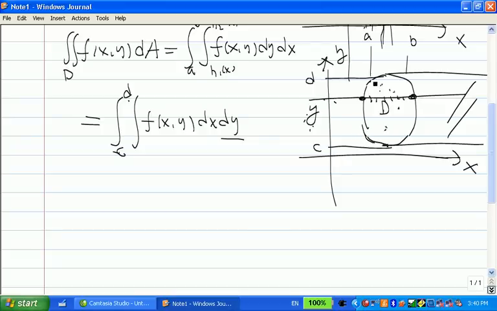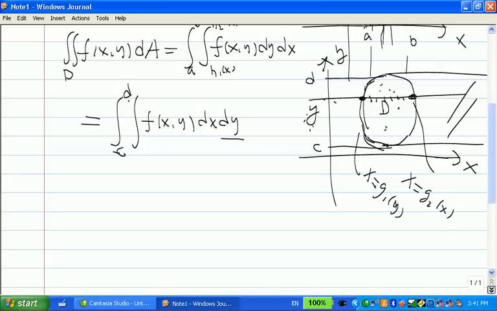You have to know this bottom curve. This bottom curve, say, is x as a function of y. We say g1 of y, and x is bigger than this bottom curve and smaller than this top curve. That's x as a function of y.